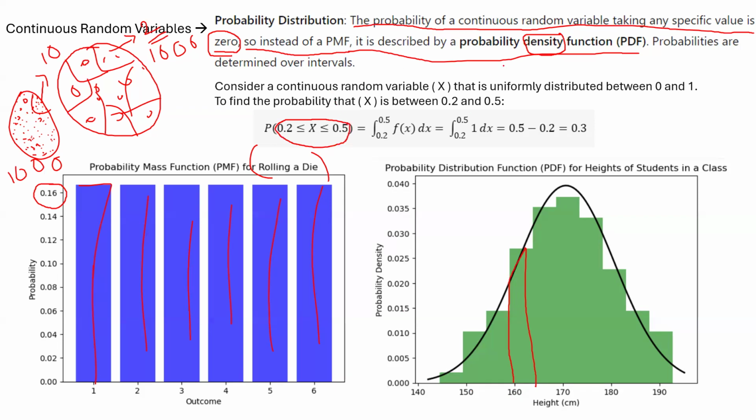Why are we calculating probability density? Because you have an infinite set of values. So when you have an infinite set of values, the probability of getting any single value is always zero. So you cannot actually tell that. But what you can say is the probability of people or heights of students falling within 160 and 165. That is what probability density function says.